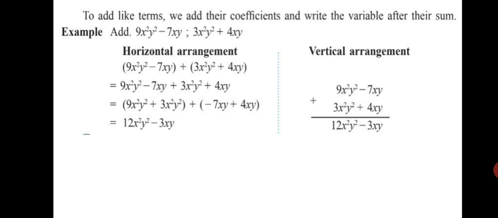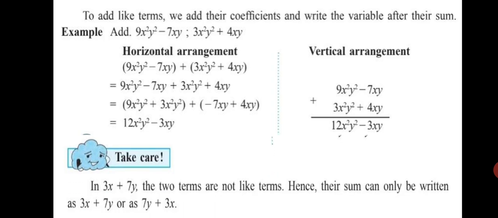Now, first operate minus 7xy plus 4xy. xy remains the same, plus and minus operation is minus. 7 minus 4 is 3. And the sign of the greater is negative, so minus 3xy is your answer. In vertical arrangement, you have 9x square y square minus 7xy plus 3x square y square plus 4xy. Then you will operate it accordingly. Plus and minus is minus, so 7 minus 4, 3, sign of the greater number minus. Minus 3xy you got. And now 9 plus 3, 12, 12x square y square. So whichever method you find easy, you can follow that.